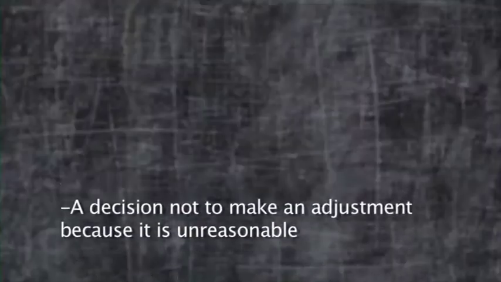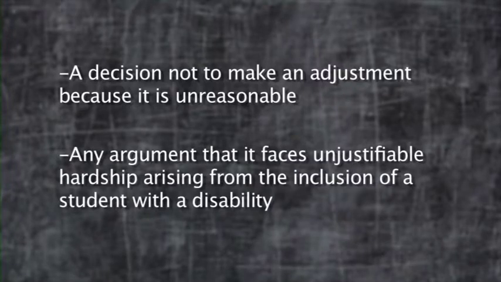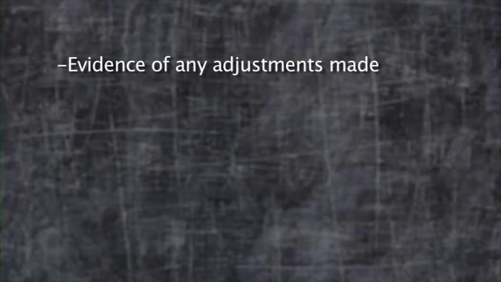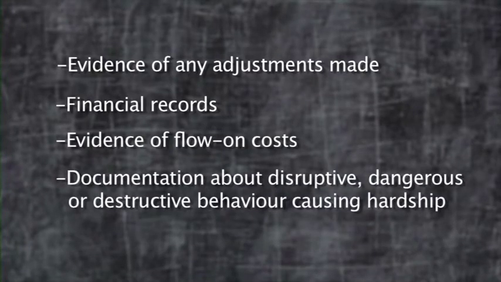A school must be prepared to support, with evidence, a decision not to make an adjustment because it is unreasonable, and any argument that it faces unjustifiable hardship arising from the inclusion of a student with a disability. If legal action is commenced, schools may need to produce evidence of any adjustments that have been made, financial records, evidence of flow-on costs, and documentation about disruptive, dangerous or destructive behaviour causing hardship.